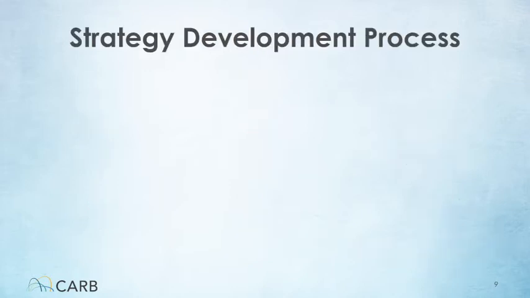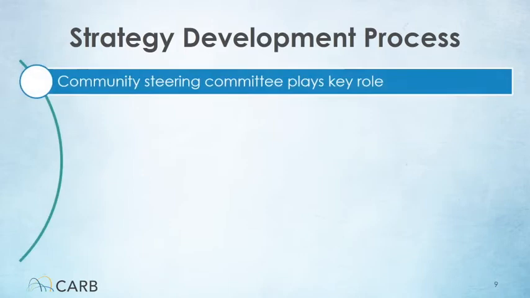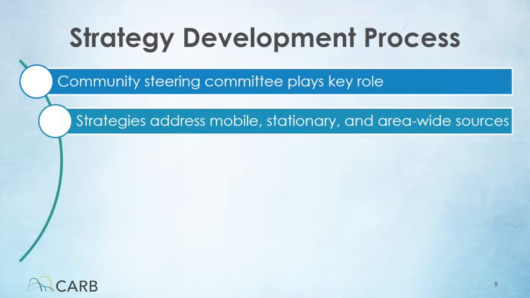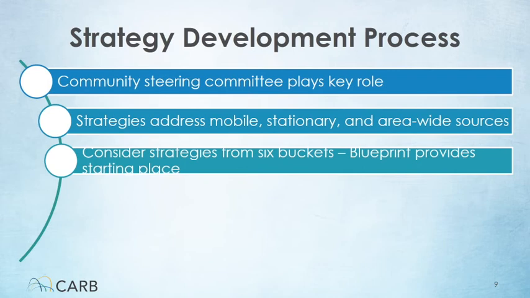The blueprint establishes a process to develop strategies. The Community Steering Committee has a key role to play in helping identify and prioritize strategies. The identified strategies should address the mobile, stationary, and area-wide sources impacting the community and consider specific strategies from the 6 buckets we just discussed.